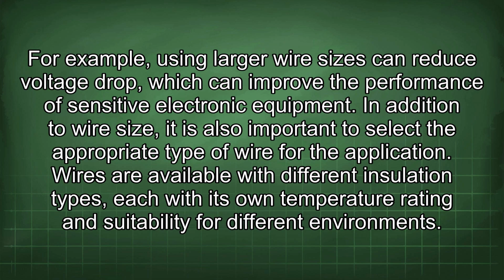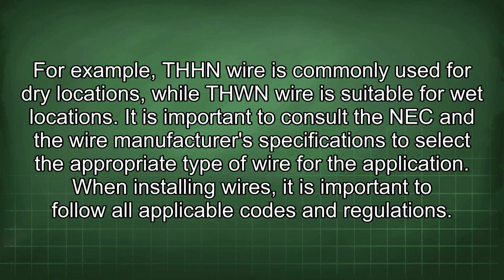In addition to wire size, it is also important to select the appropriate type of wire for the application. Wires are available with different insulation types, each with its own temperature rating and suitability for different environments. For example, THHN wire is commonly used for dry locations, while THWN wire is suitable for wet locations. It is important to consult the NEC and the wire manufacturer's specifications to select the appropriate type of wire for the application.